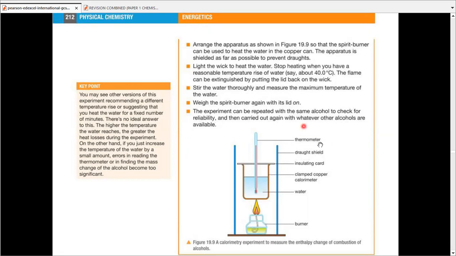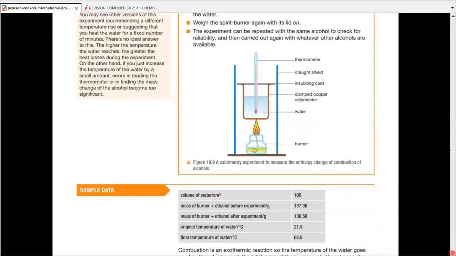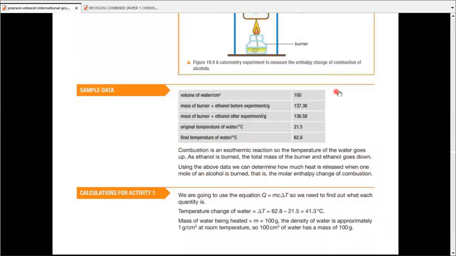So how do we note how much the temperature has increased, or what is the exact heat change? Let's calculate that. The volume of water is 100 cubic centimeter. Mass of burner plus alcohol before the experiment was this, after the experiment was this. So there is a very small change in it. The original temperature of water that we started off with was this. The final temperature of water was this. How do we know? We use this equation. So the delta T, as we practiced before, is 41.3 degrees centigrade.